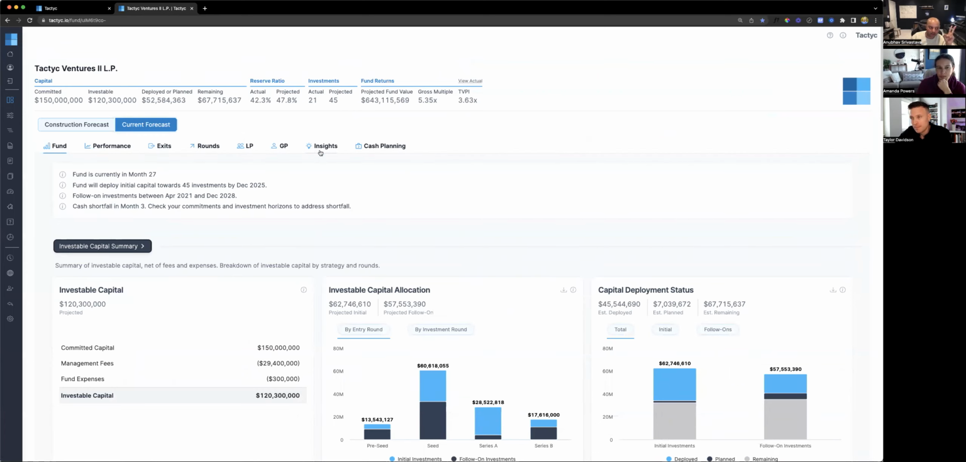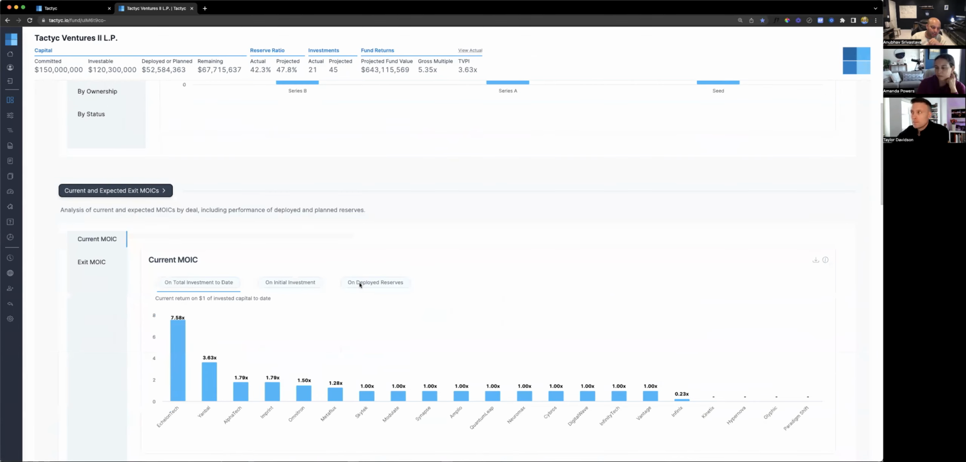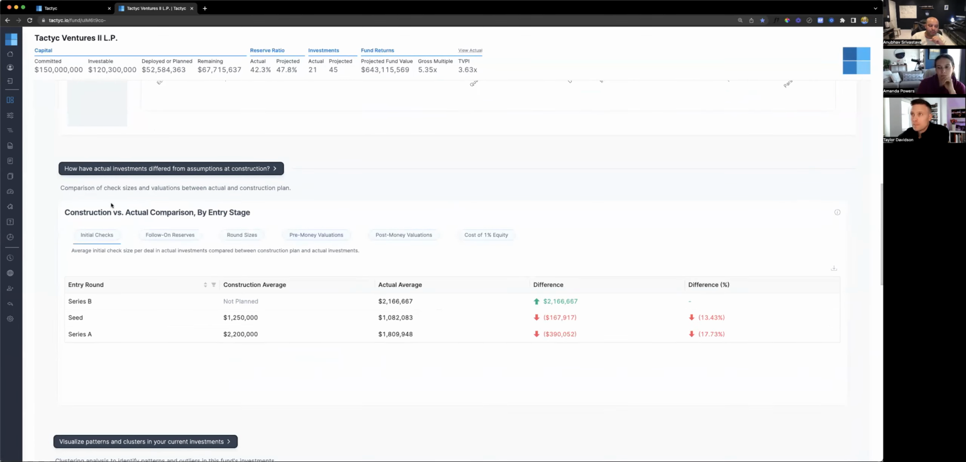The second metric that we talked about was check sizes and reserves. So we have a chart in here where we show you construction versus actual comparison by the type of deals that you're doing. And there's about 6 different comparisons we do. Initial checks, what did you believe your averages were going to be? What have you actually done? Where have you gone off track? So in this fund, I was not planning on doing any Bs. I have actually done a couple of B rounds. I have clearly underinvested slightly in my seeds and Series A, but nothing meaningfully off.